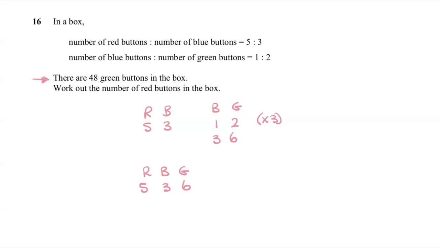They're telling us there are 48 green, so I'm going to put that in the green column, and then I'm going to work out what I multiply 6 by to get to 48, which is 8. So how many red? It'll be multiplied by 8, and 5 times 8 is 40.